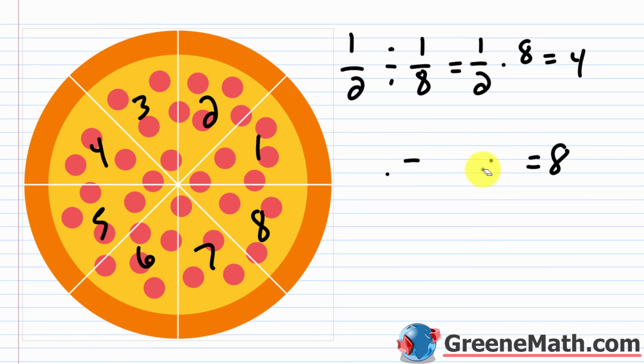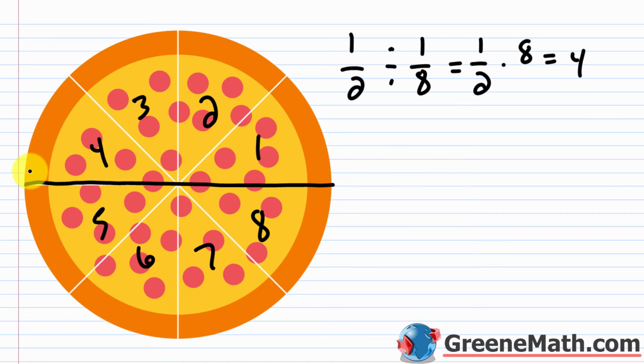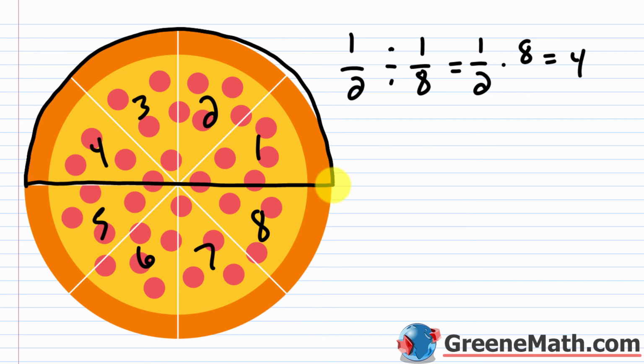Now, I don't have a whole pizza. I only have half of a pizza. So let's mark this out like this. Maybe this is going to be my half of the pizza. I'm not really good at drawing, but basically, if you ask yourself the question, how many 1/8 are there in 1/2? Well, you have 1, 2, 3, 4. So it makes sense that we're getting 4. We can visually see that.